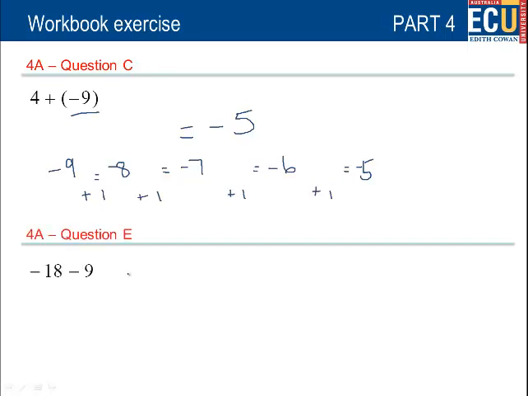Let's have a look at workbook exercise 4A, question E. Negative 18 minus 9. We need to rewrite this so it's expressed as negative 18 plus negative 9. Therefore, negative 18 plus negative 9 equals negative 27.